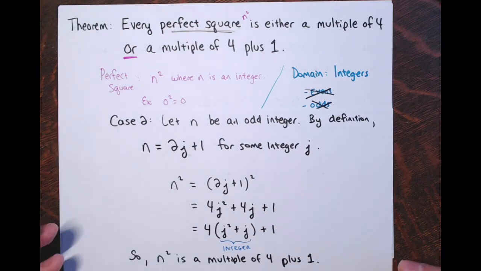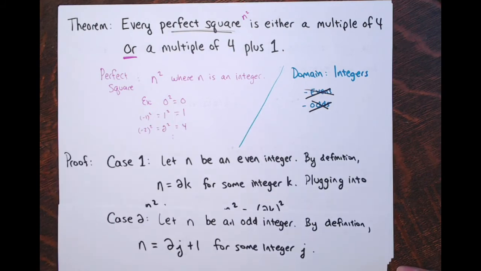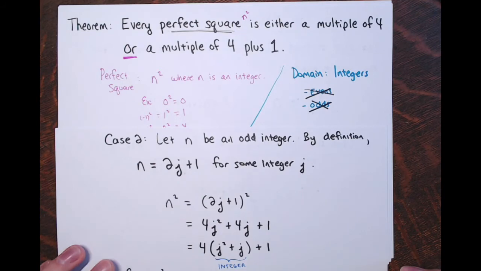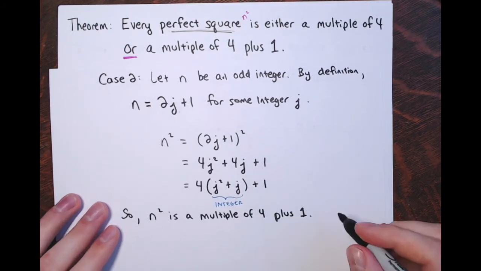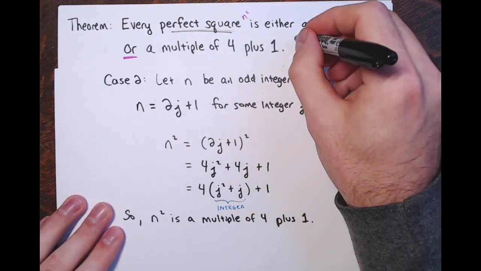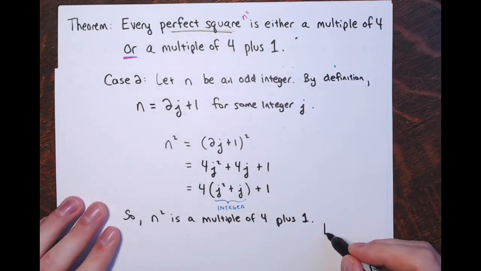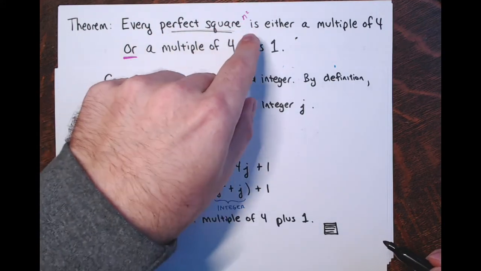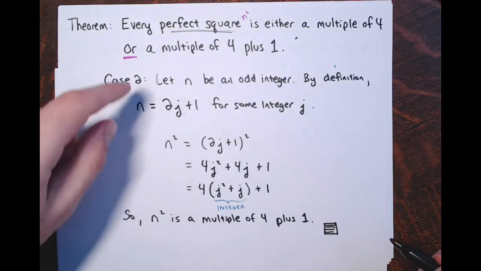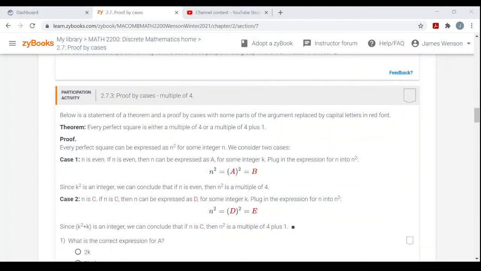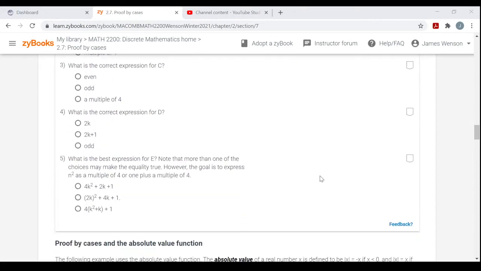And that takes care of all the domain. The first case when we squared even integers, the second case when we squared odd integers, and that takes care of all the integers. We have shown that this statement is true in either case. So the proof is over. That theorem is a true statement. Every perfect square is either a multiple of 4 or a multiple of 4 plus 1. Okay. Great. All right, so I'm going to fill in that stuff.